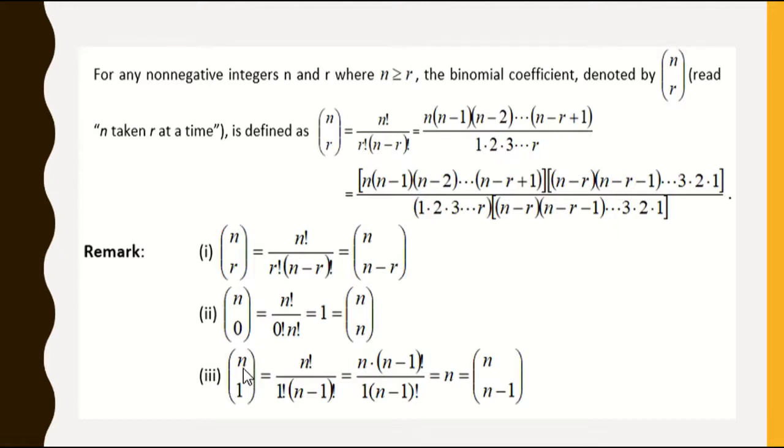And the last, n taken 1 at a time is equal to n factorial over 1 factorial times n minus 1 quantity factorial. That is equal to n times n minus 1 factorial all over 1 times n minus 1 factorial. So, kanang diya ma-cancel, ma-1 man na sila. So, ang nabilin is n over 1 or n. So, which is also equal to n taken n minus 1 at a time.